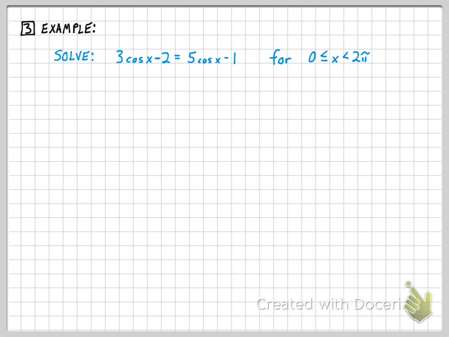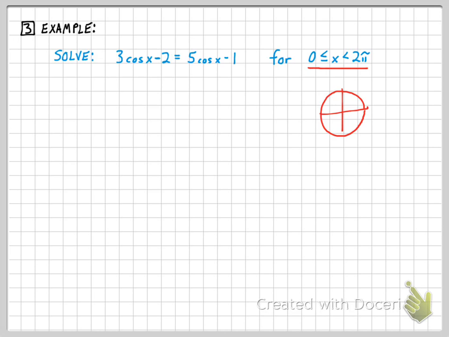Alright, here's one that looks a little harder. The only difference here is I've got a little bit of algebraic work to do. There's also an additional thing here which looks like it's more complicated, but it's actually simpler because it's telling us let's limit our answers to simply one trip around the circle. So the good news here is I don't have to think about the infinite solutions, but rather just the solutions between 0 and 2 pi.